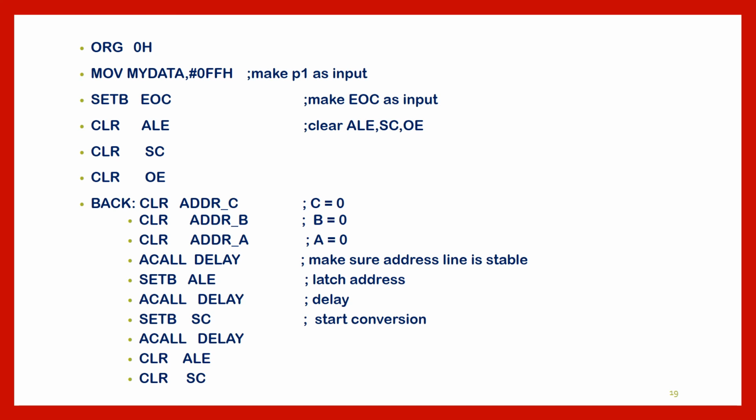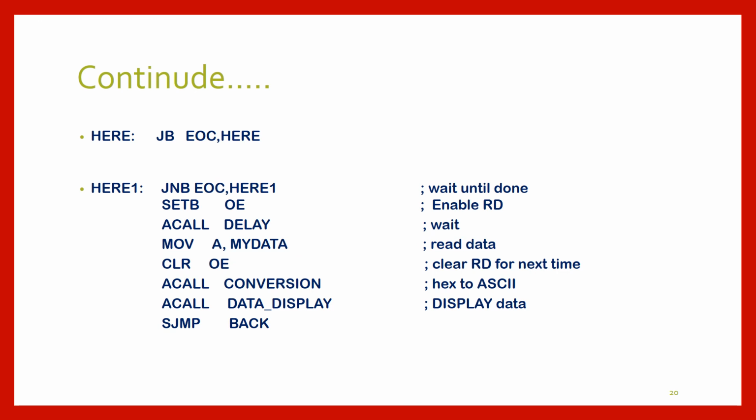After some time you have to clear ALE and clear SC. Once the conversion starts, there is no need, so you clear that. Now jump if bit set. Which bit? We are observing EOC. So what you have to observe is end of conversion. Unless and until end of conversion is there, you remain in the loop. Wait until it is done. This is very, very important. You go on doing that. Then it is your end of conversion. Jump if bit set, and jump if not bit set. So you have to look continuously, monitor, and then come down.